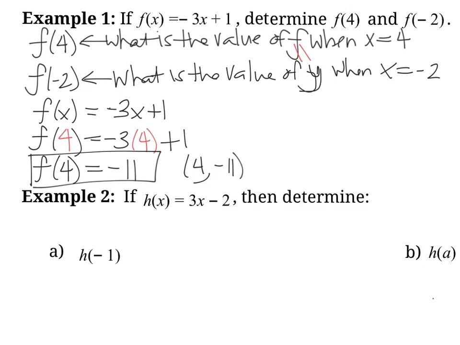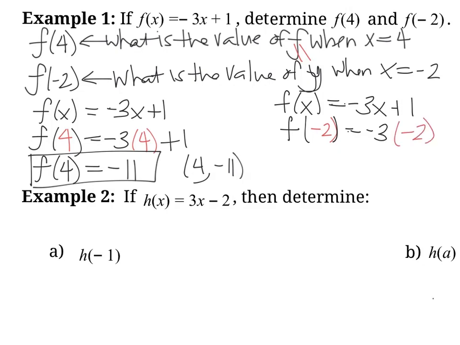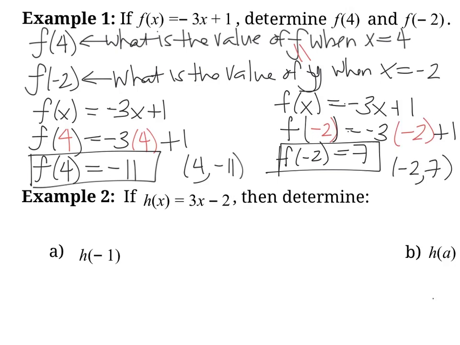So very, very quickly, let's also find f at negative 2. Again, I'm going to start off with the original function. We have f at x equals negative 3x plus 1. And now we're going to plug in negative 2. So f at negative 2 is equal to negative 3, instead of x, we're putting in negative 2, and then we have plus 1, and we know that that is going to equal 7. So we have another point that we know is going to be on the function. When x is negative 2, y is equal to 7.